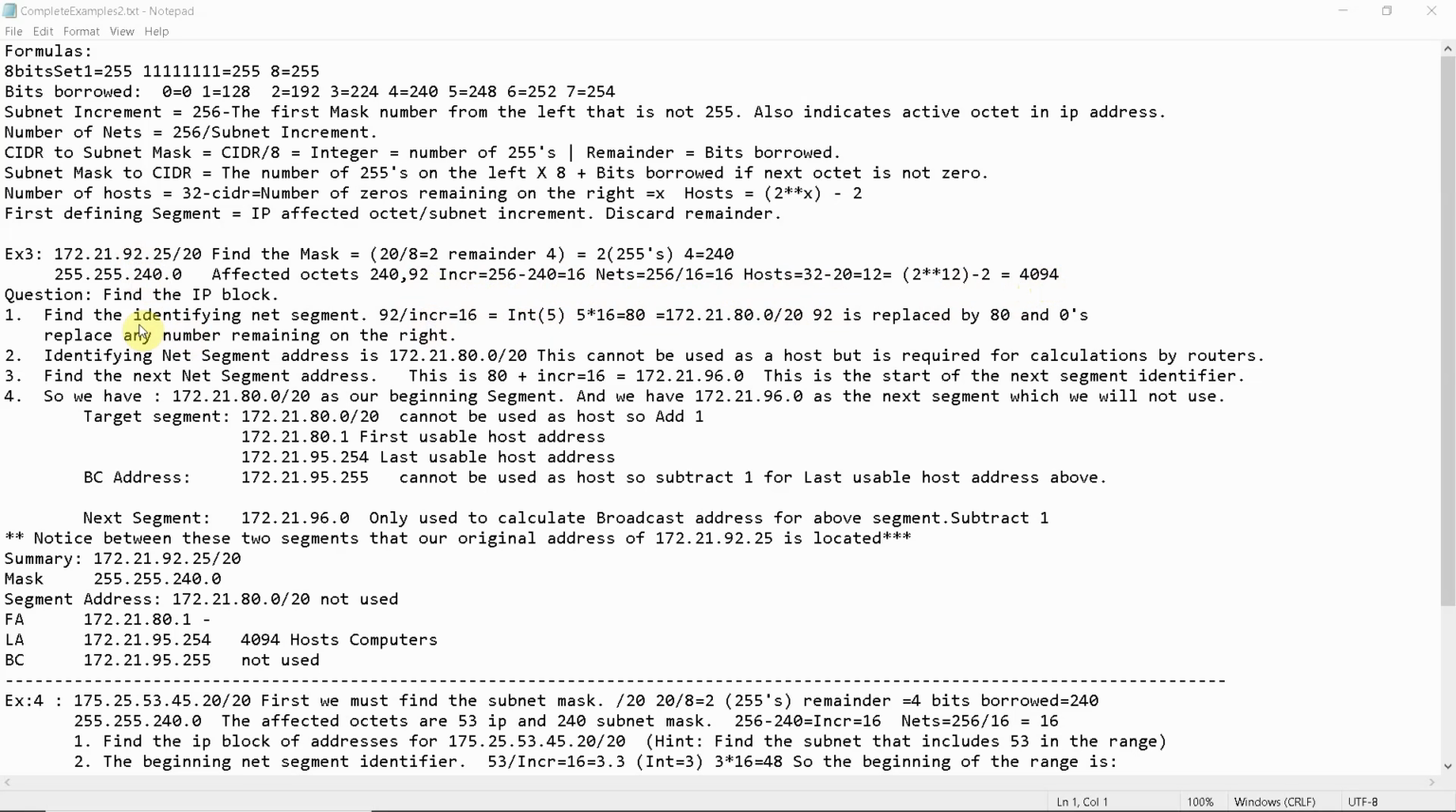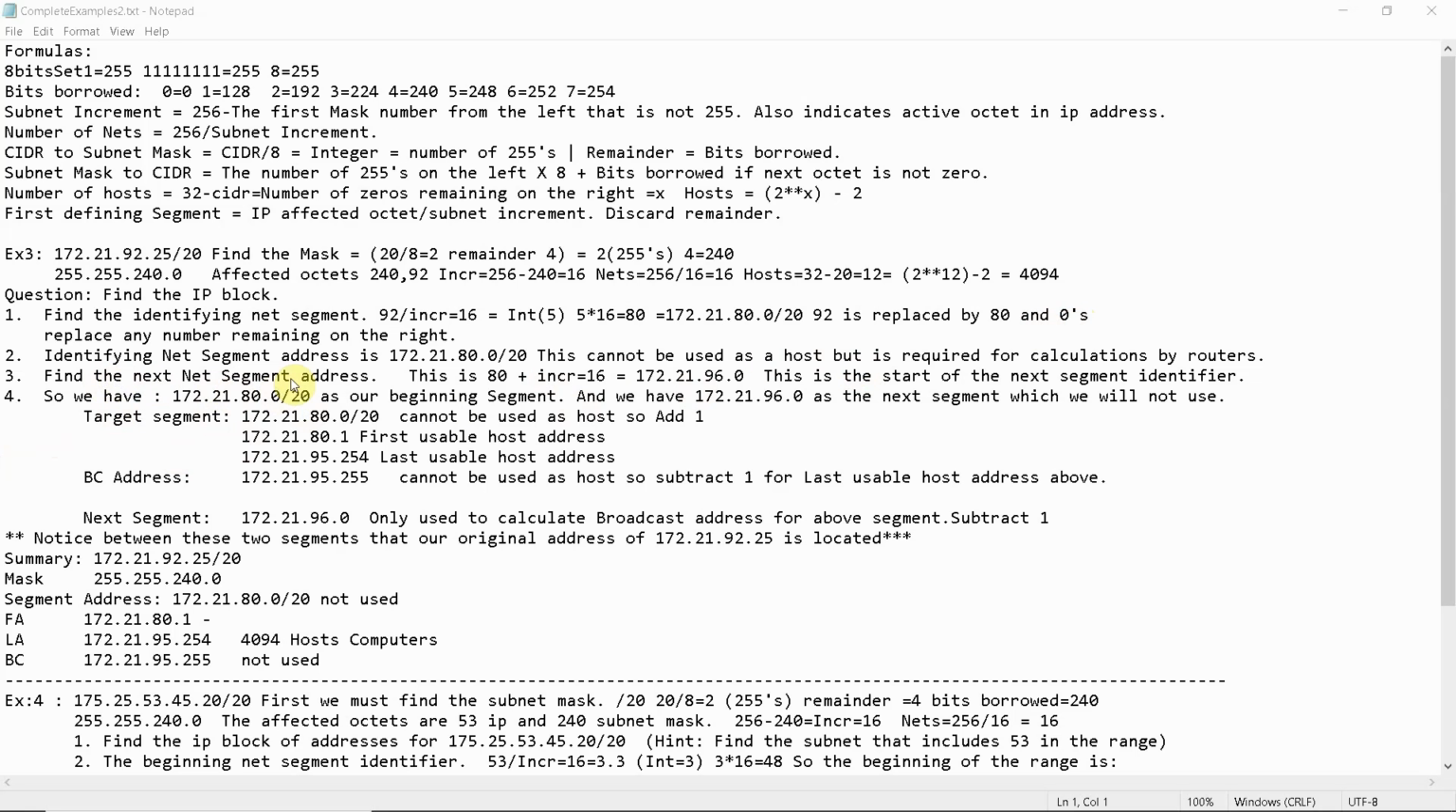Find the IP block. Find the identifying net segment. Again, 92. That's our effective octet. We take that and we divide by the increment. We get an integer of 5. 5 times 16, which is what we divided by. We just want to see what the remainder makes here. 5 times 16 equals 80. So we know we're going to replace 92 with 80. And that equals 172.21.80.0. It got zeros at the end. We just found our identifying net segment address.